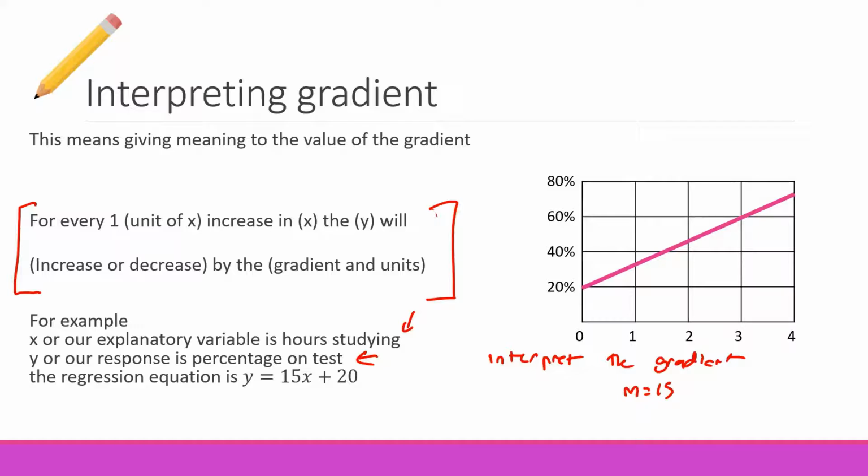What we need to do is give meaning to that 15. What does that 15 mean? Well, that 15 means that if I do 1 hour of study, I can increase my score by 15%. If I do 2 hours of study, I can increase my score by 30%. So the 15 is a conversion between the hours of study and the percentage we can get on the test. So let me show you how I would interpret this.